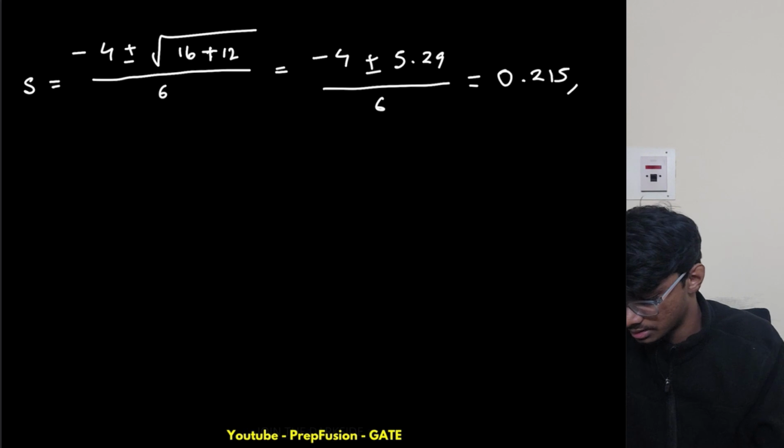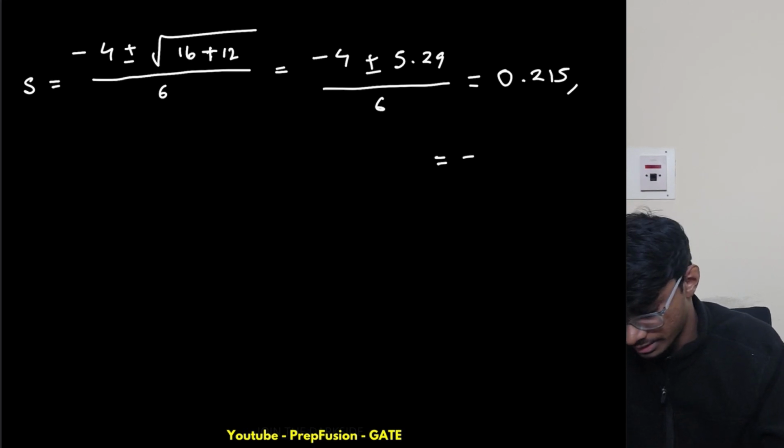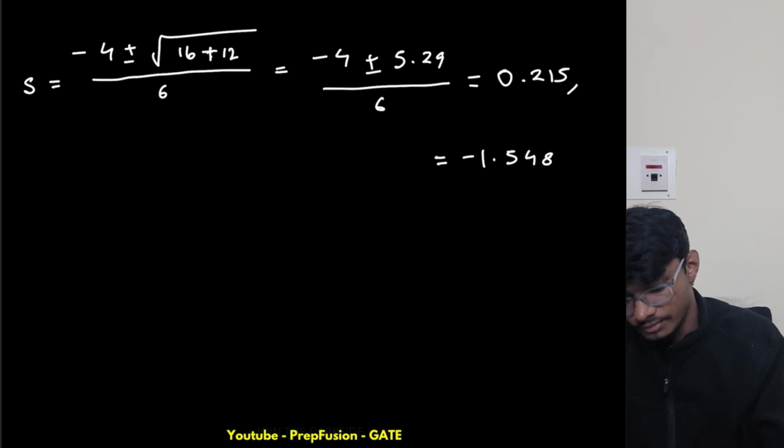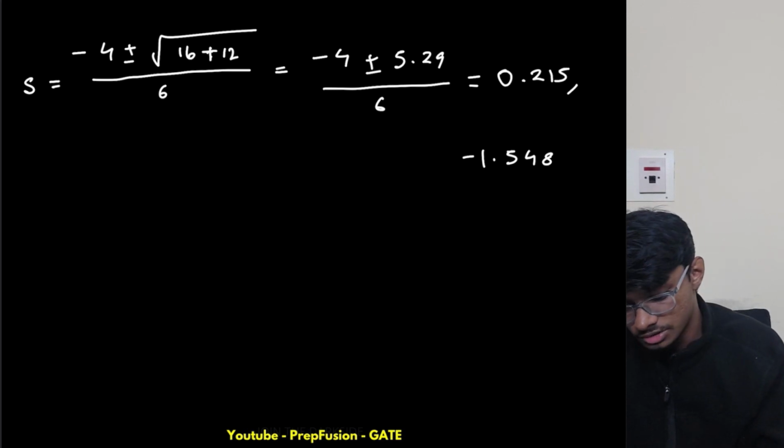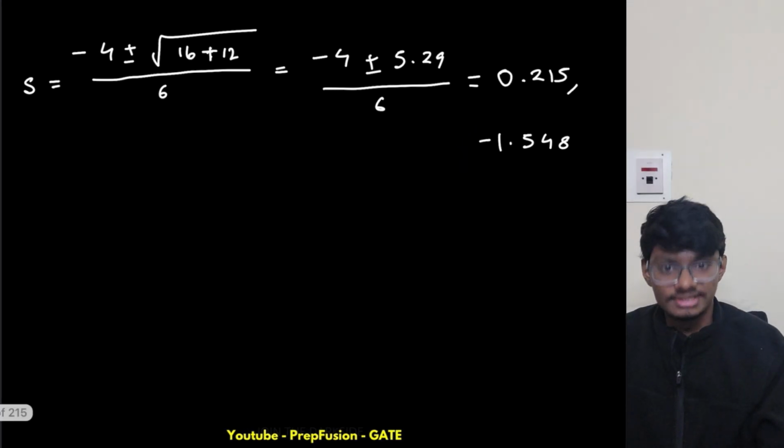And what is the next answer? And this is minus 5.29. So 4 minus 5.29 divided by 6. So this is almost equal to minus 1.548, right? Okay, not equal to, these are the two solutions, right? Two solutions I am getting.